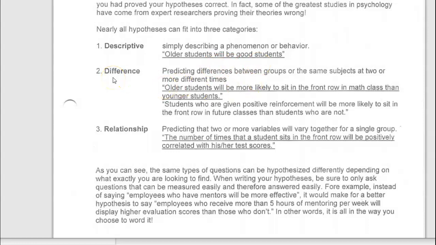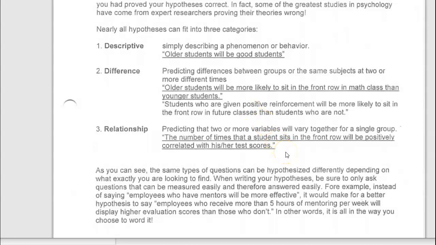Difference. I'm going to compare one group to another. So older students are more likely to get an A than younger students. Older students are more likely to sit in the front and participate. Whatever it is that I am studying, I am predicting a difference between one group and the other group.